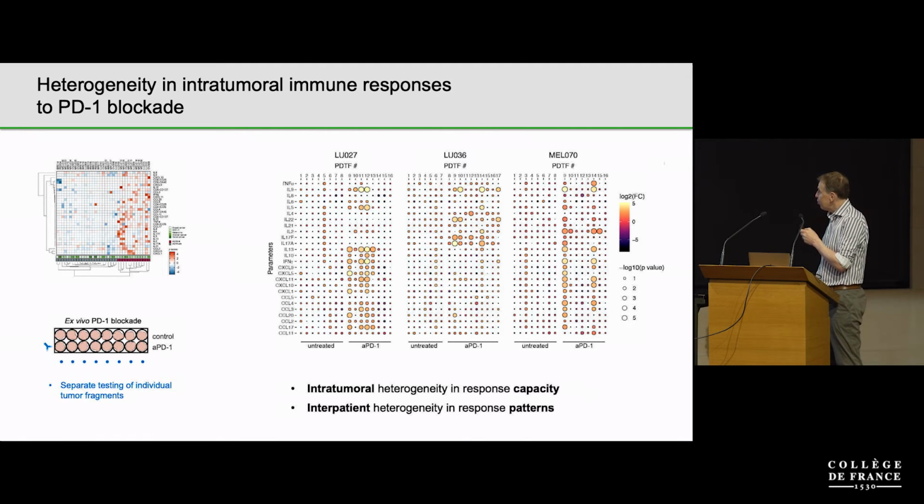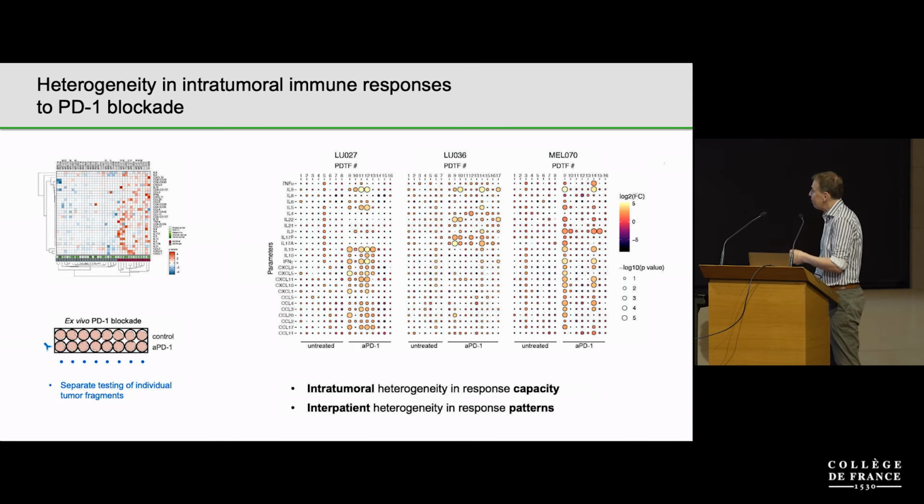And what you see is 2 important points. First of all, we see responding tumors, but we also see that not all tumor fragments do respond. And secondly, when tumor fragments do respond, the pattern of response is always the same, but it's different between tumors. So clearly there's heterogeneity within tumors, that parts of the tumor are able to be reactivated by PD-1 blockade.